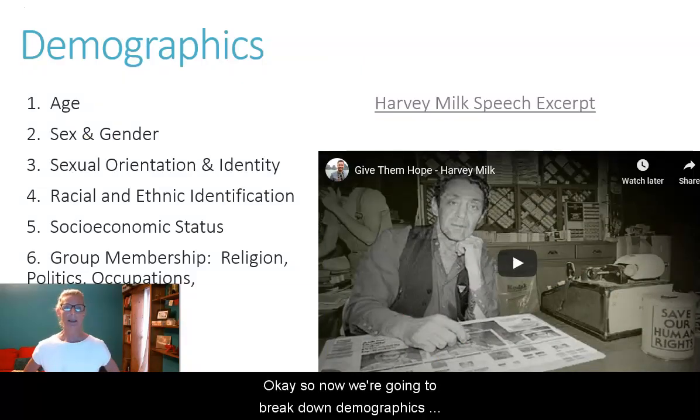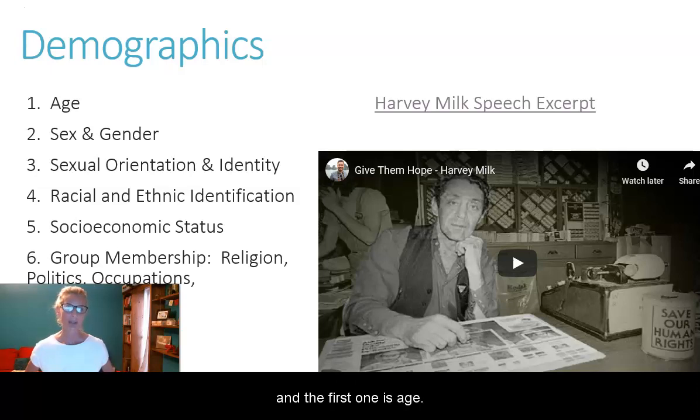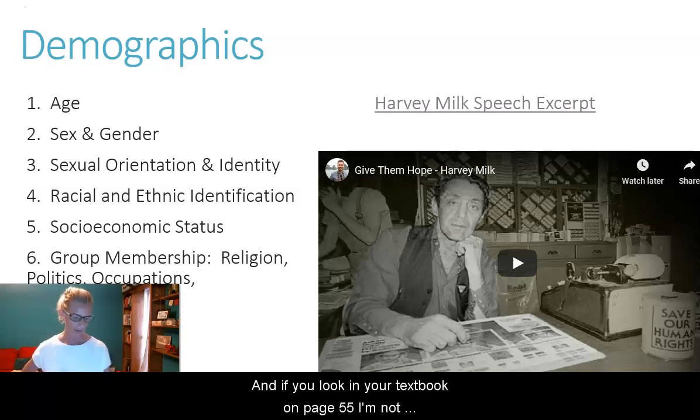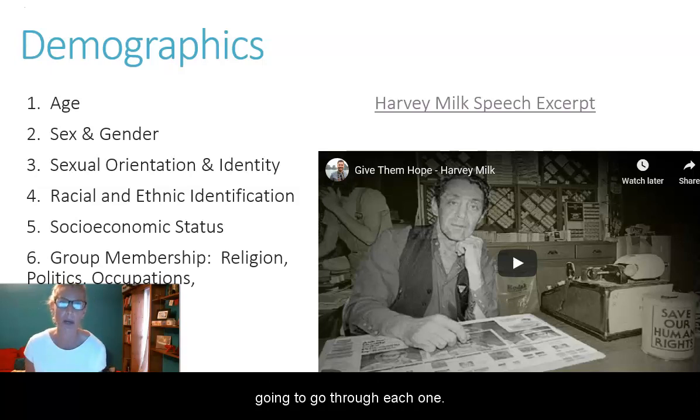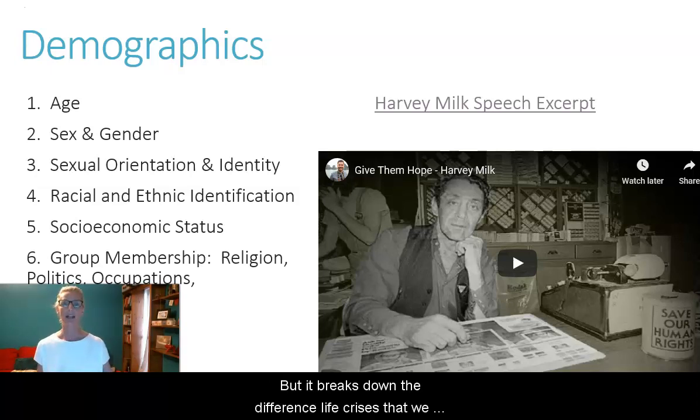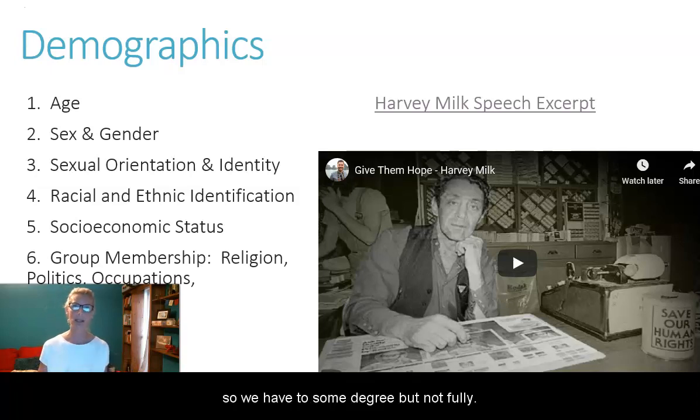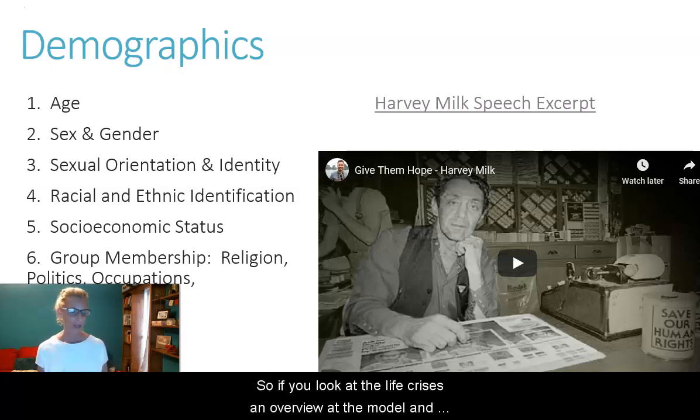Okay, so now we're going to break down demographics, and the first one is age. And if you look in your textbook on page 55, I'm not going to go through each one, but it breaks down the different life crises that we go through throughout our lives, how to appeal to certain groups based on their generation. So again, like I said, we have to make some generalizations, but we also have to look at people as individuals as well. So we have to to some degree, but not fully. So if you look at the life crises overview model on page 55, it just really breaks down how to best appeal to specific age groups.